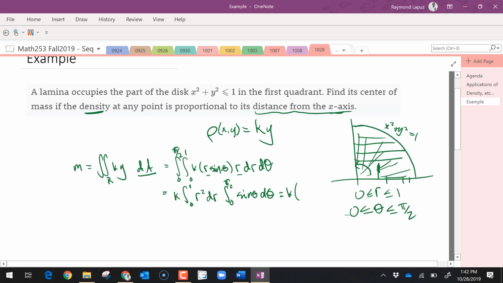This is going to be k. The integral of r squared is r cubed over 3. You put 1 in there, you get 1/3. You put 0 in there, you get 0. So let's just call that a 1/3. The integral of sine is negative cosine. Negative cosine. You put pi over 2 into the cosine function, you get 0 minus minus 1. So that's a positive.